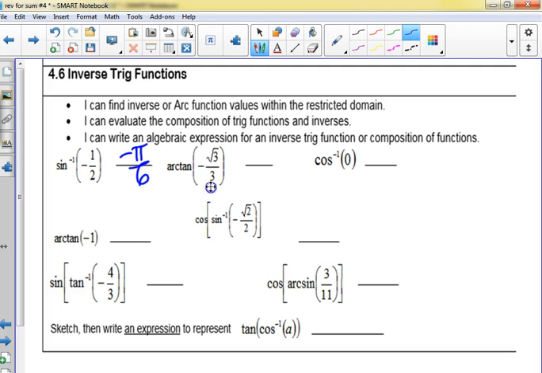Arctangent, negative square root 3 over 3. Quadrant 4, right? But I'm looking for this. Like that. Is that right, guys? Tangent, yeah. So it's, again, the same spot, isn't it? Negative pi over 6 again. Okay, where's the cosine 0? Pi over 2, we good? Tangent, negative 1.